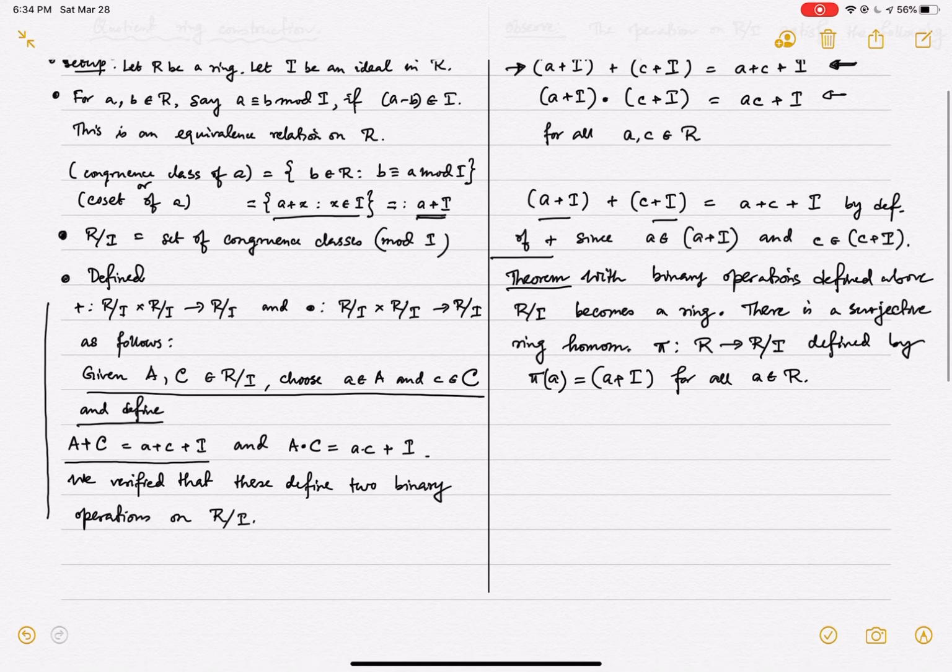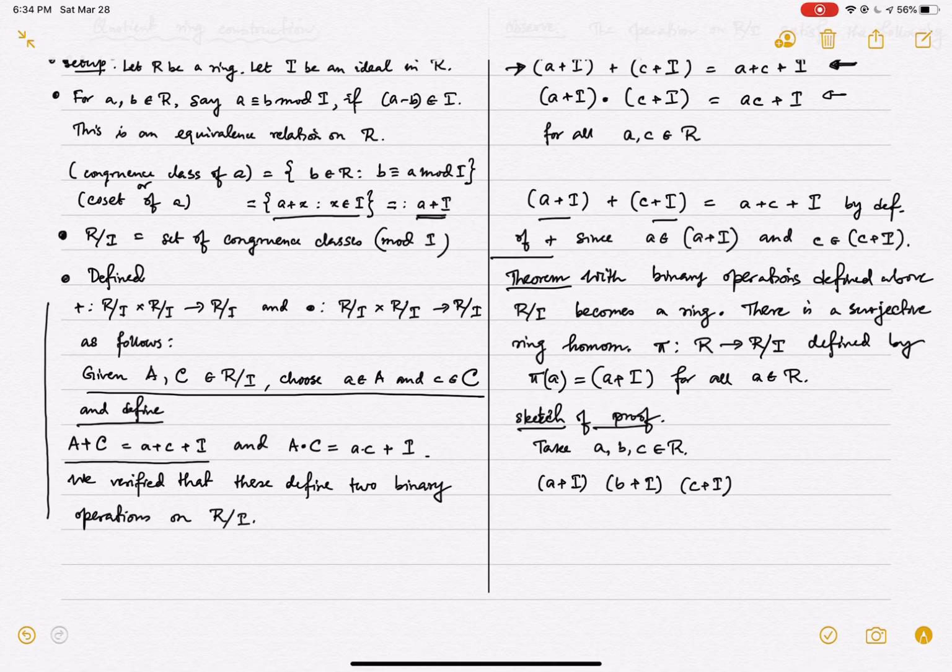Okay. So here's a little bit of the sketch of proof. Well, let's check maybe the associativity of the product in R mod I. So you give me three elements of R mod I. They're cosets, so take a, b, c in R. Three typical elements of R mod I look like this: a plus I, b plus I, c plus I. I need to check that the product in this order is the same as the product in the other order. That's associativity.